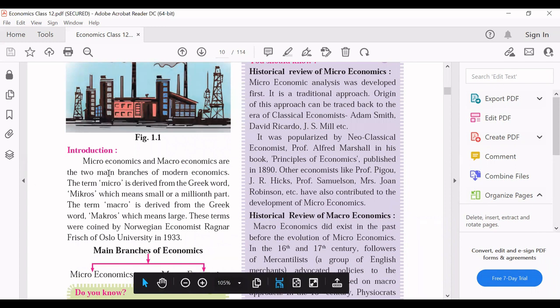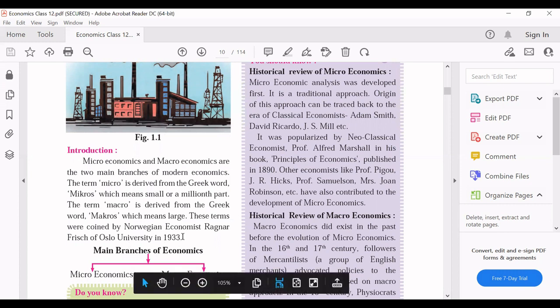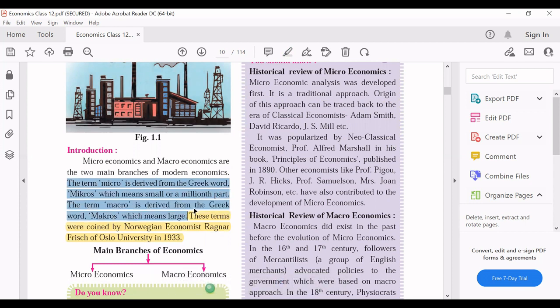Now we shall see the terms. Both terms are derived from the Greek words mikros and makros. Micros means small or a millionth part, and macros means large. Now, who introduced these topics? They were introduced by the Norwegian economist Ragnar Frisch of Oslo University in 1933. This is another important point you need to remember, that it was introduced by Ragnar Frisch, and also that these terms were derived from the Greek words, which is very important from your exam point of view.